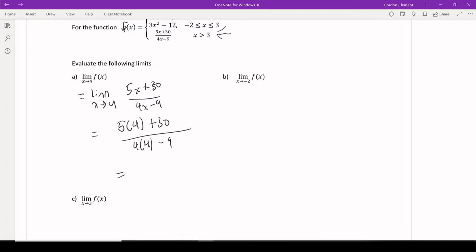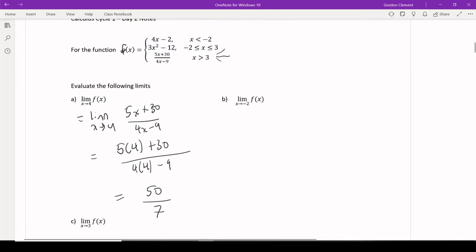And you do get an answer here. So yeah, I think it's 50 on top and 16 minus 9 is 7. So yeah, we can leave it as the fraction 50 over 7. So that limit exists. It's good. And that's sort of the easy one of these. And now the next one, I'm going to say what happens as x gets close to negative 2?